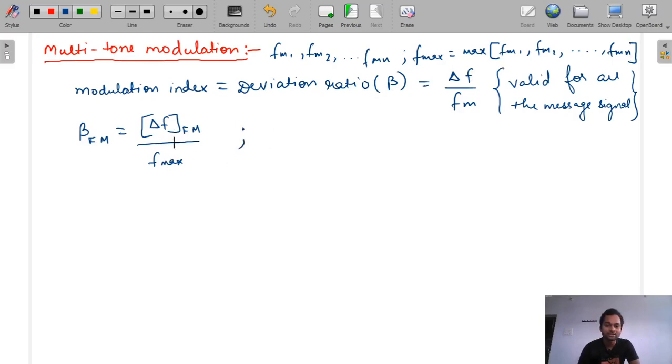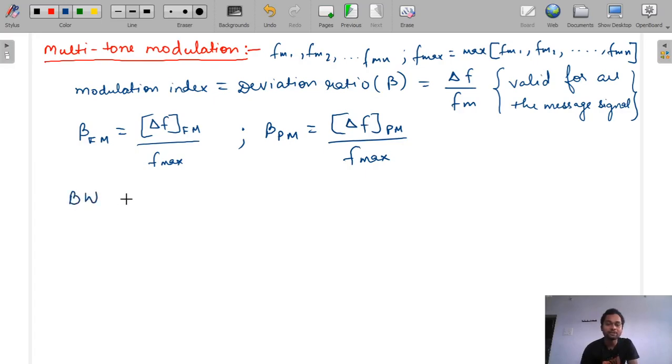Simple. We have already studied that delta f by fm is beta, but here instead of fm we will use f max. F max is the maximum of all the frequency components present in the multi-tone modulation. Now beta of phase modulation is again delta f of PM divided by f max here. If it is single tone, then we will use fm, because a single frequency component is present. But if it is multi-tone modulation, then we take f max, meaning the maximum of all the frequency components present.